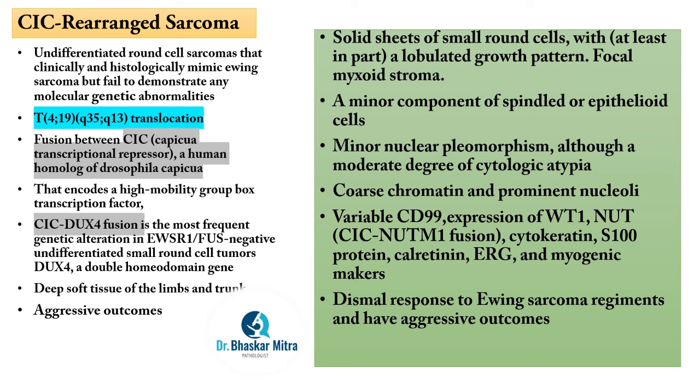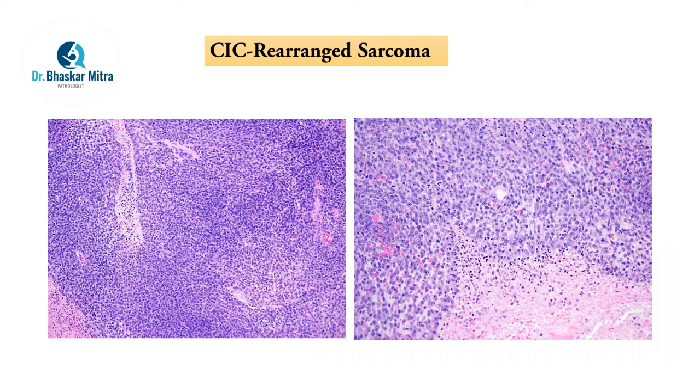There may be other positivity with cytokeratin and S100, but they lack NKX2.2. So that is the important factor to differentiate the ETS group from this CIC rearranged group. These are round to oval cells, with an aggressive kind of necrosis, apoptotic bodies and necrotic areas. There may be some amount of stroma, which is usually lacking in the classical Ewing group.